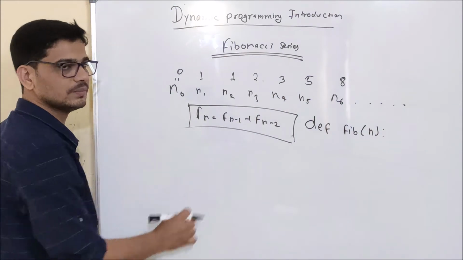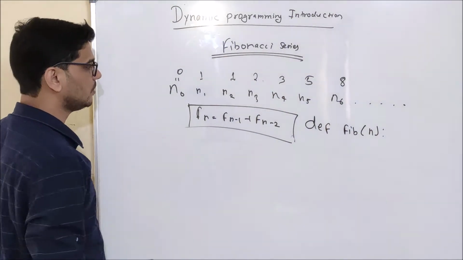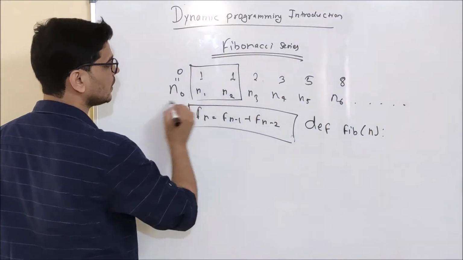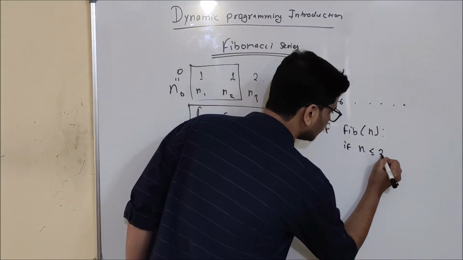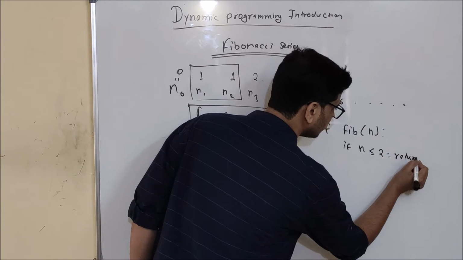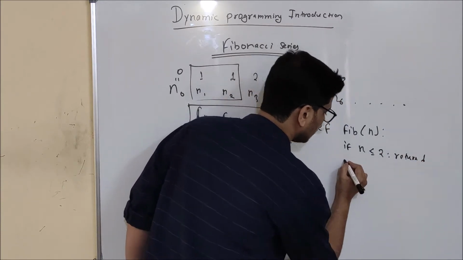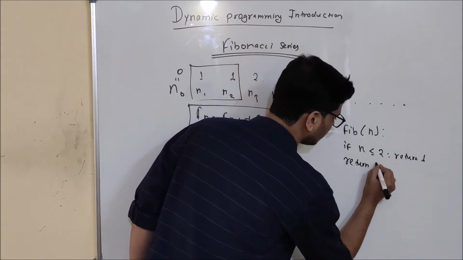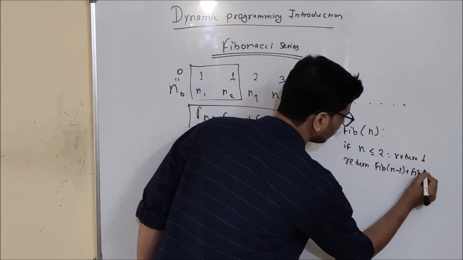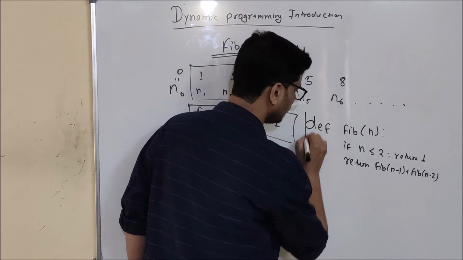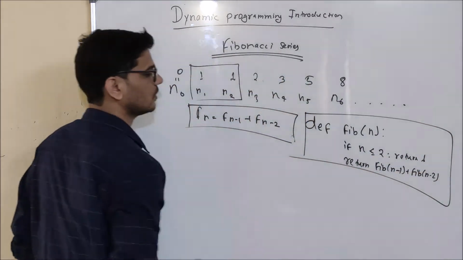With any recursive program, there comes a base case. And what will be our base case here? This will be our base case: if n is smaller than or equal to 2, we will return 1, okay? Else we will return fib of n minus 1 plus fib of n minus 2. So this is the recursive program for the Fibonacci series.